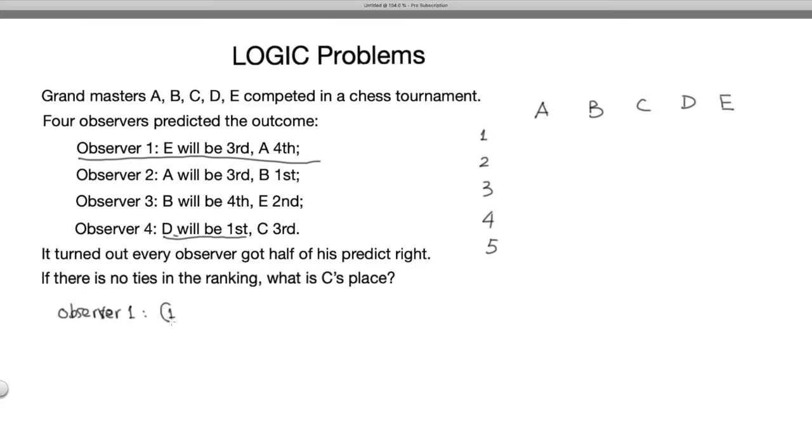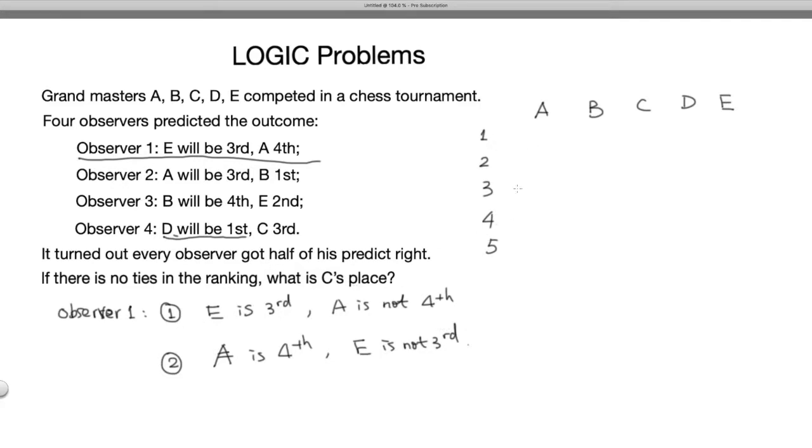The first case: E will be third is correct. E is third, and A is not fourth. Case 2: A is fourth is correct, and E is not third. Right? So let's look at case 1.